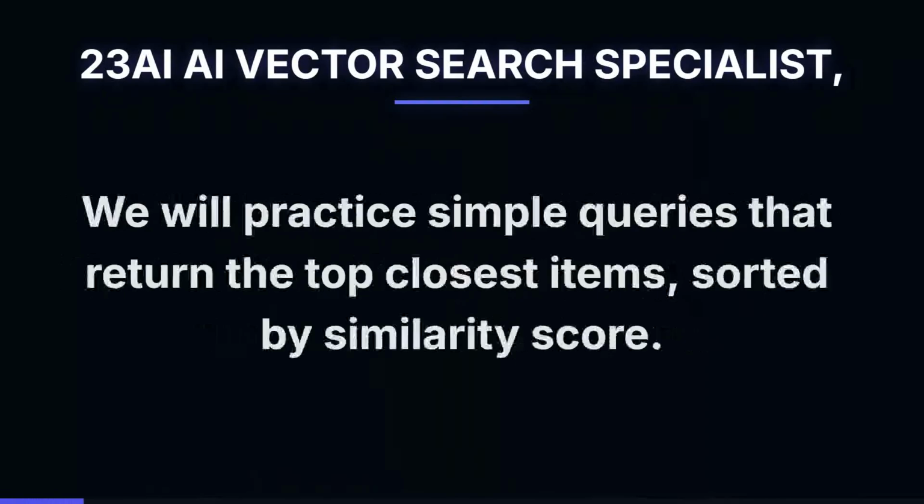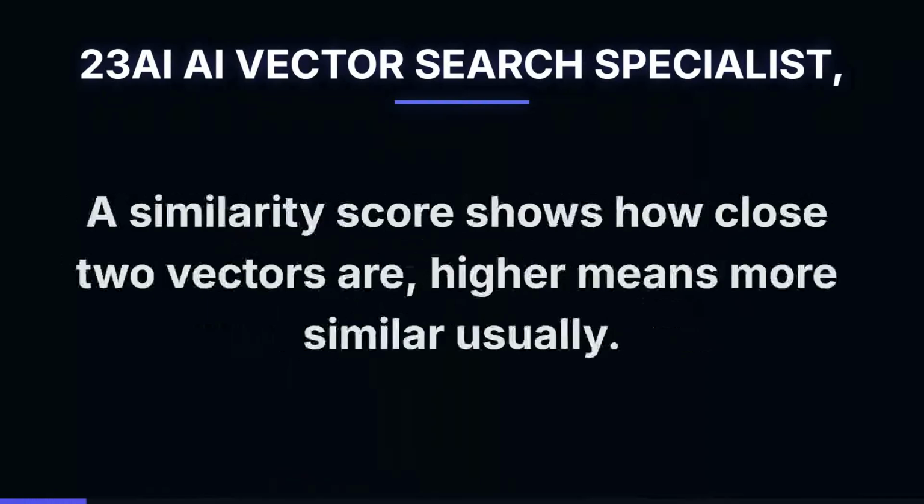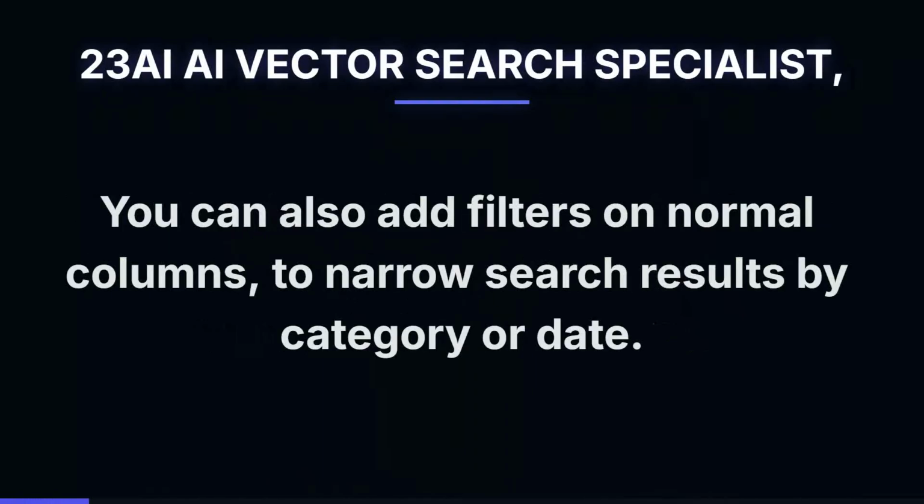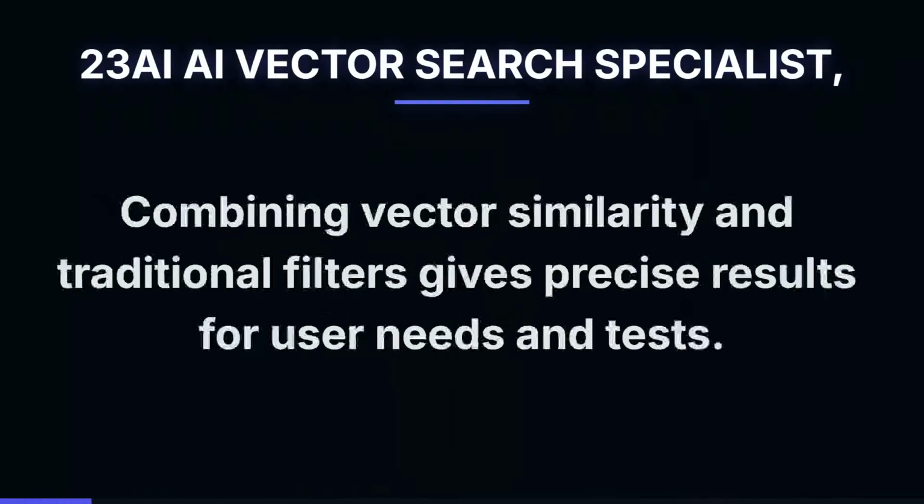We will practice simple queries that return the top closest items, sorted by similarity score. A similarity score shows how close two vectors are. Higher means more similar usually. You can also add filters on normal columns to narrow search results by category or date. Combining vector similarity and traditional filters gives precise results for user needs and tests.